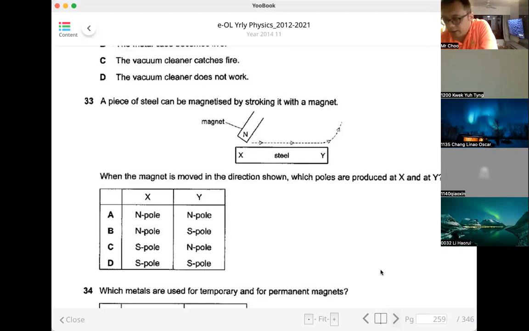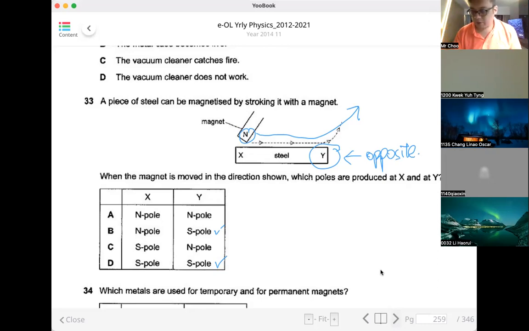Okay, I mentioned before, the north is the north pole, right? When you leave the place, this pole itself should be the opposite. Okay, so y should be the opposite of north. Your y should be either B or D. Okay, but the steel itself cannot have the same pole, so therefore the answer is B. So Pei Kwan, I've been explaining this in detail, the single touch method and the two touch method. Why are you not paying attention?